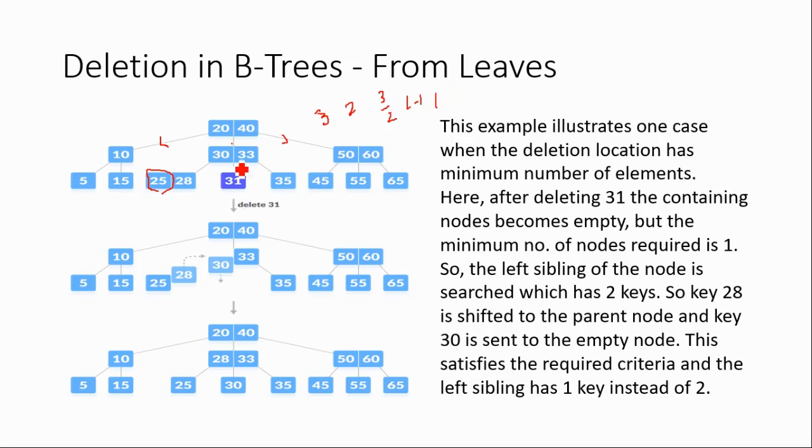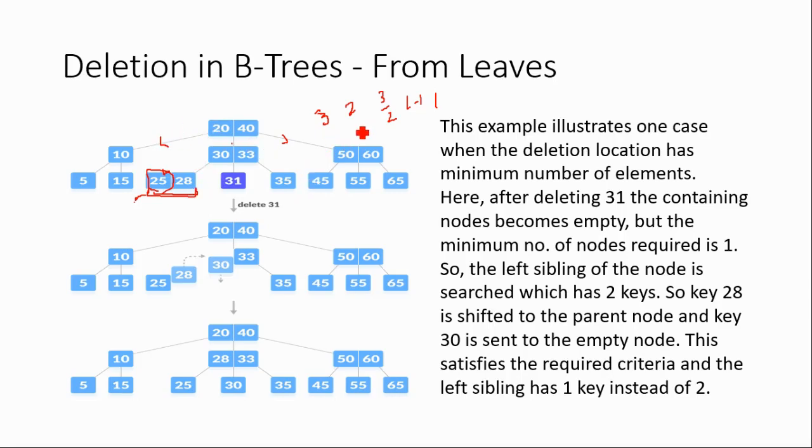Now if we try to delete 25 from this node, this node has the maximum number of elements that can be stored. After deleting 25, there will not be any underflow because it still has one element, so we simply delete it. For this reason, we have not included it as an example.